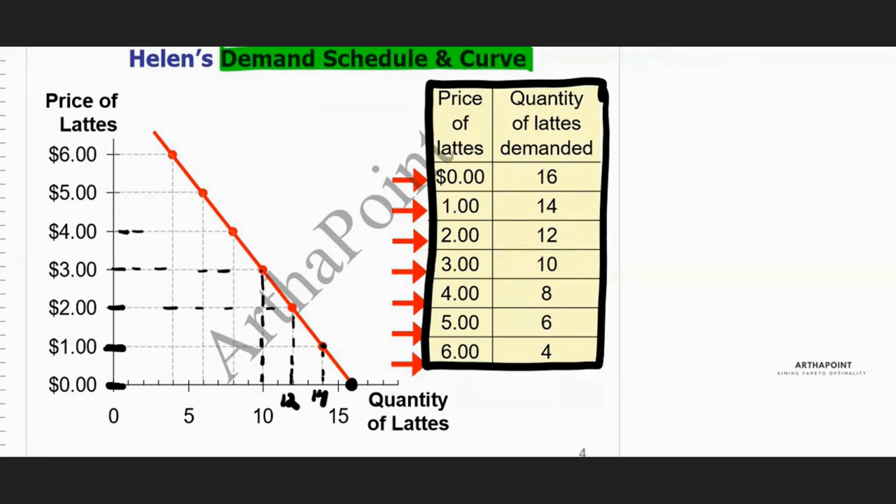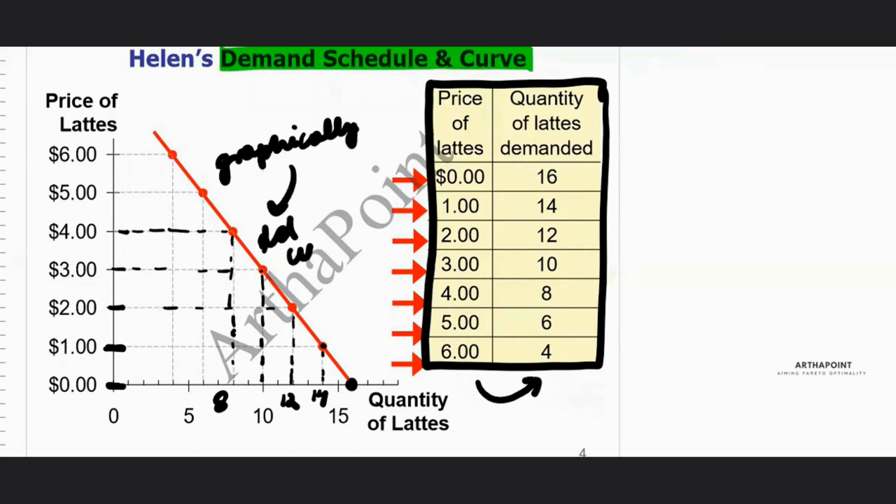When the price is 3, you are demanding 10 units. When the price is 4, you are demanding how many units? 8 units. So this relationship, at what price how much is the quantity demanded, when you show this relationship graphically, this is known as the demand curve. The demand curve basically shows a graphical relationship between how much would be demanded at what price.